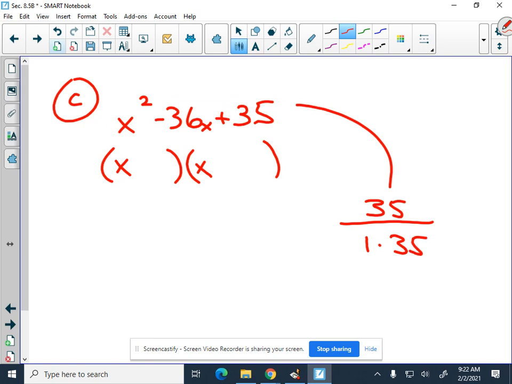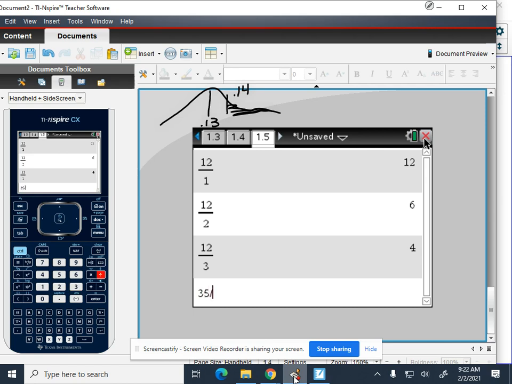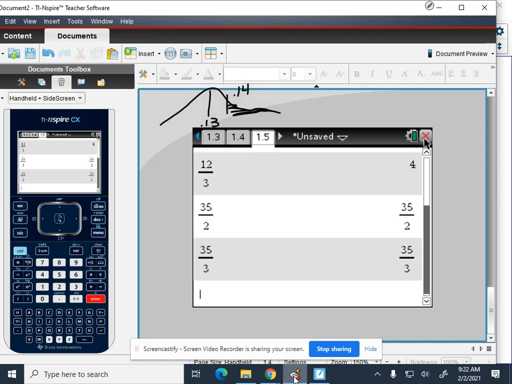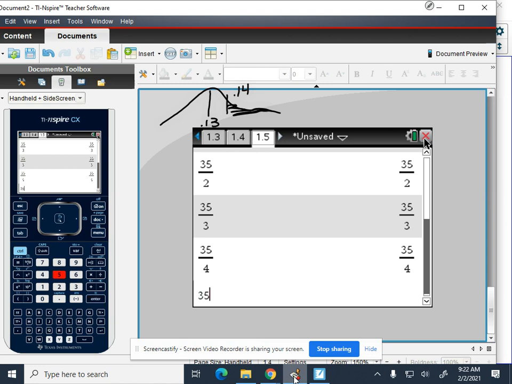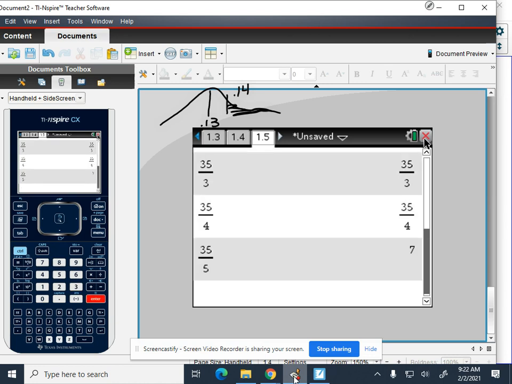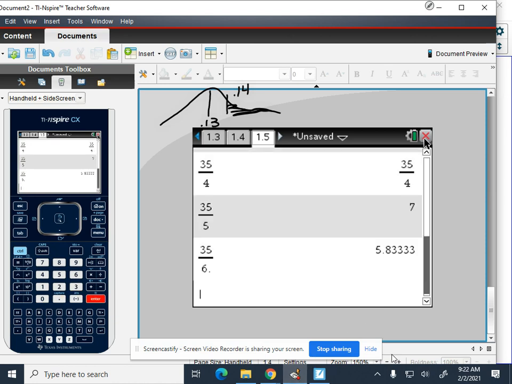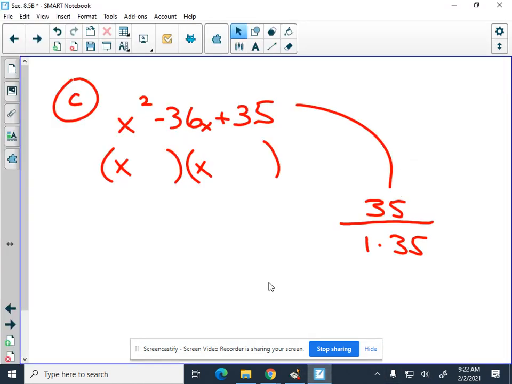1 times 35. Always can start with 1 times the number. Then we keep going. 2 doesn't work. 3 doesn't work. 4 doesn't work. 5 works. 5 and 7 will be the next one. I'm going to keep going. I'm going to divide by 6. The rule is, since I divided by 6 and I got a number that's smaller than what I divided by, I can stop. Because 5.8 is smaller. So there won't be any more. The next one would be 7, and we already have it anyway. So we've gotten to a point: 5 times 7, that works.